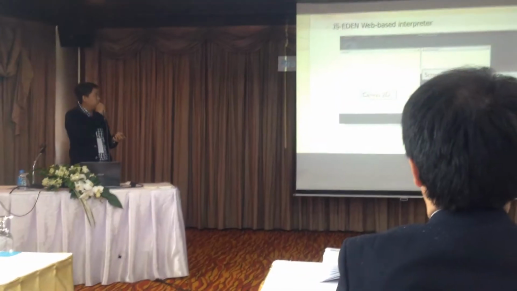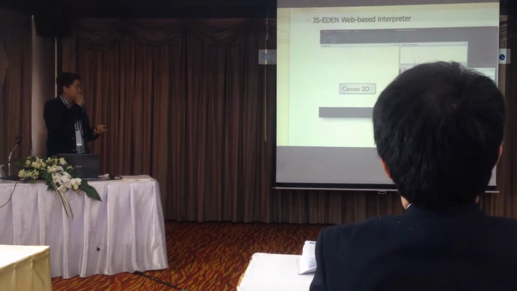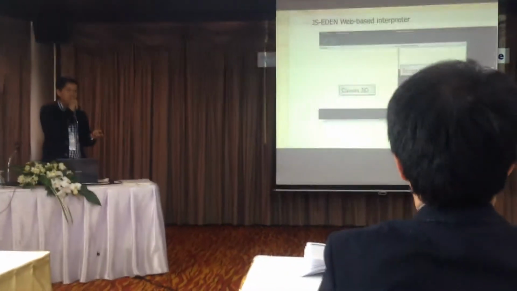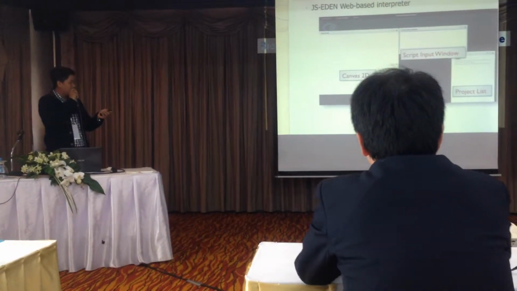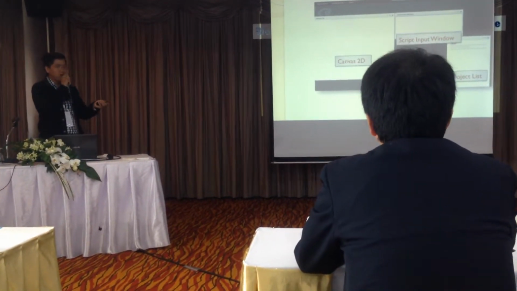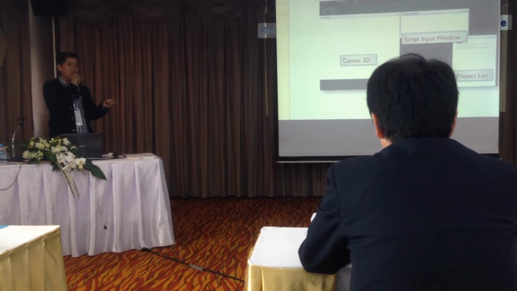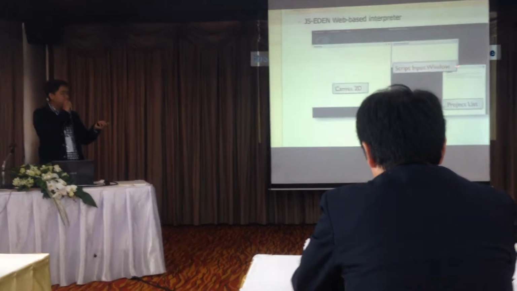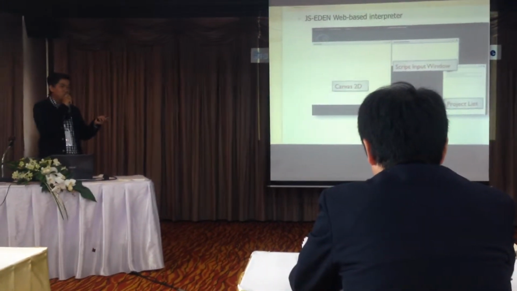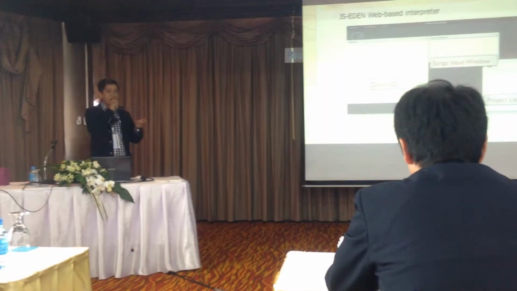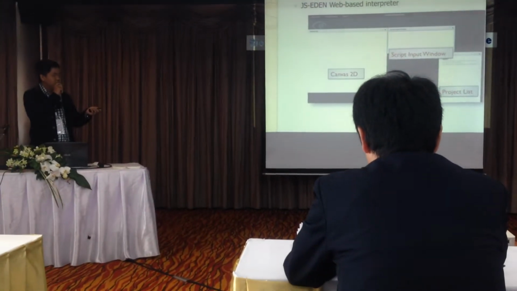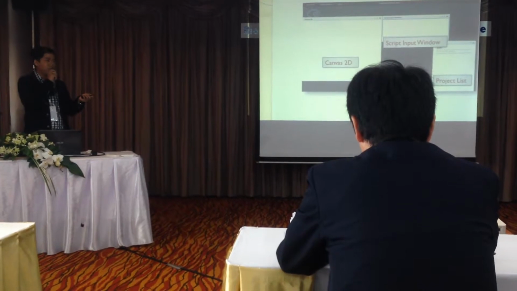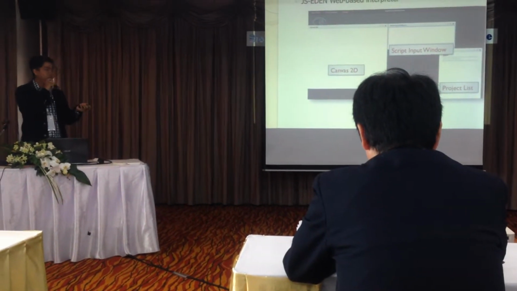And this one is the JS Eden web-based startup from before. When we open the model, we will see these 3 windows. Canvas: the Canvas 2D is about how to show the elements outside. The script input lets the user insert or update the observables in the model. And the project list just shows the projects that we have built in our environment.